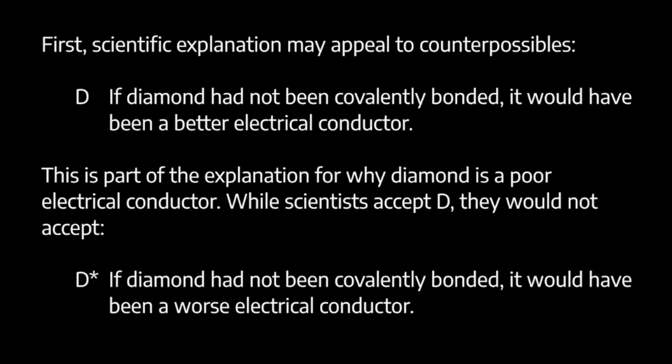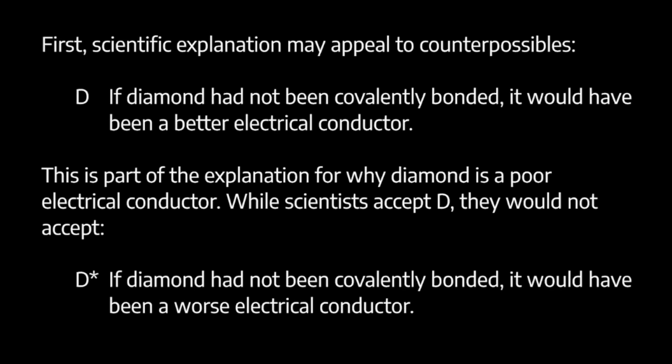Covalent bonds do not allow for free electrons, since all the electrons are used to form the bond, whereas other types of bonds leave free electrons. This allows the electrons to flow, a condition for electrical conductivity. And so this explains why diamond is a poor conductor.